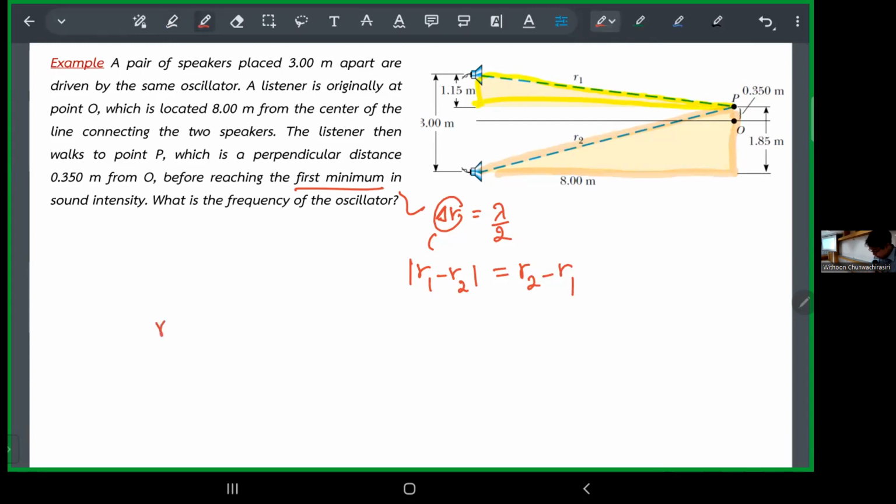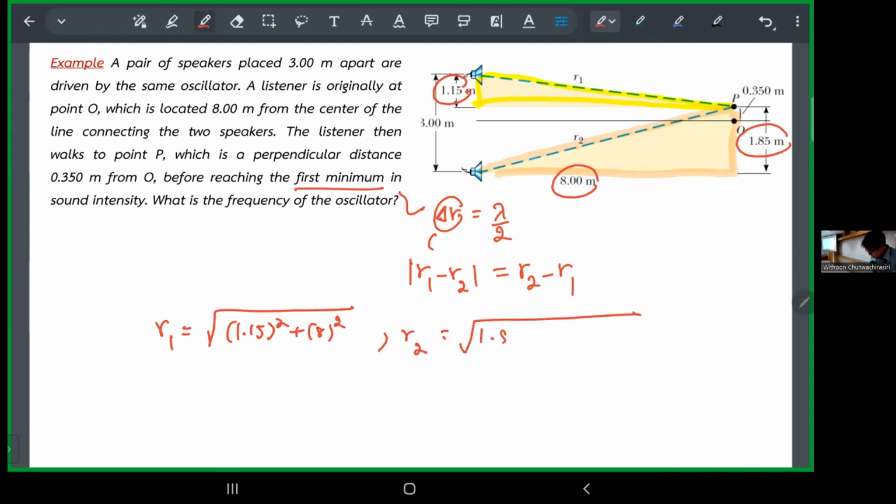So R1 is just the square root of 1.15 squared plus 8 squared, Pythagorean theorem. That's R1. Same thing with R2. R2 is just the square root of 1.85 squared plus 8 squared. Once you've got that number, plug it back in here, equate that to lambda over 2, and you will be able to figure out lambda. Not bad.